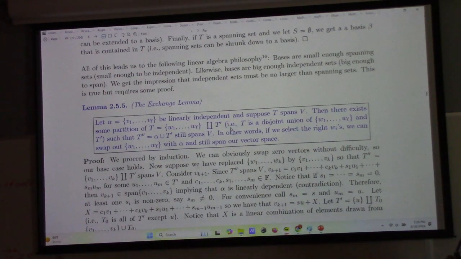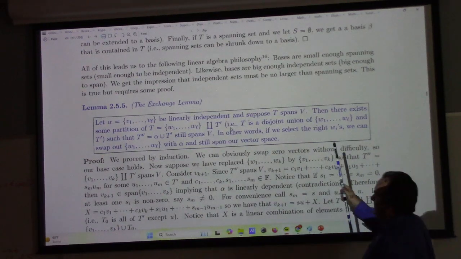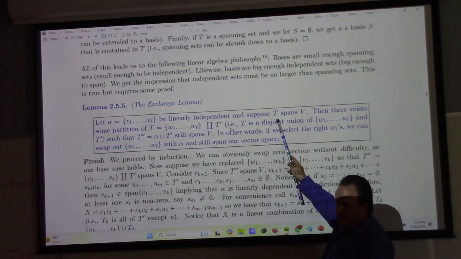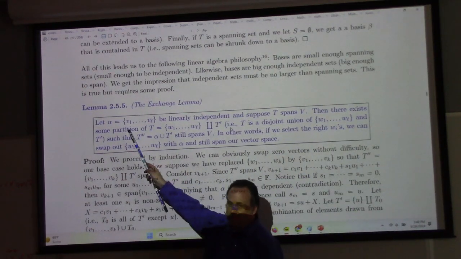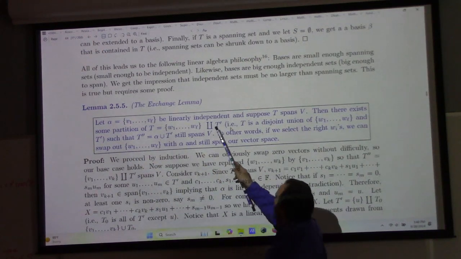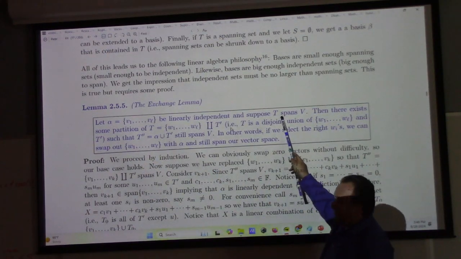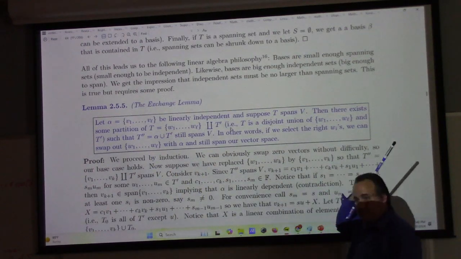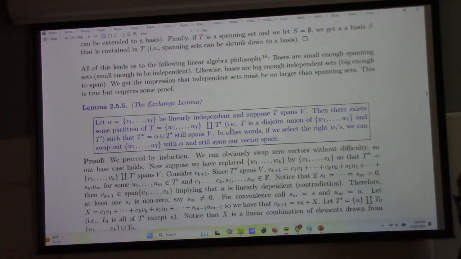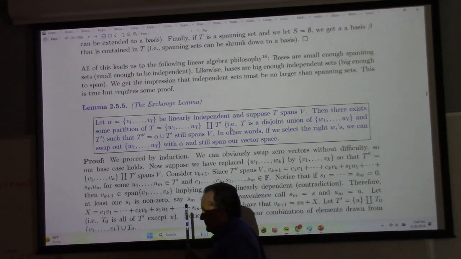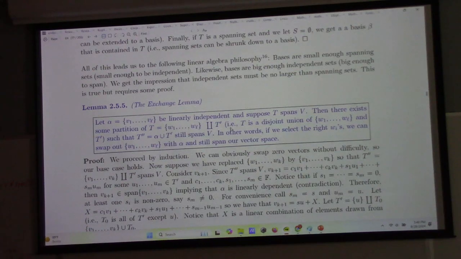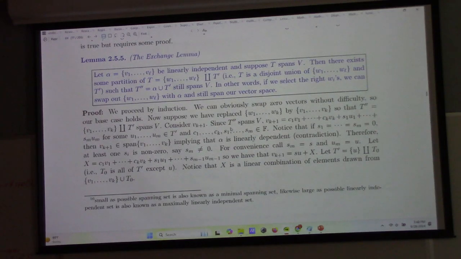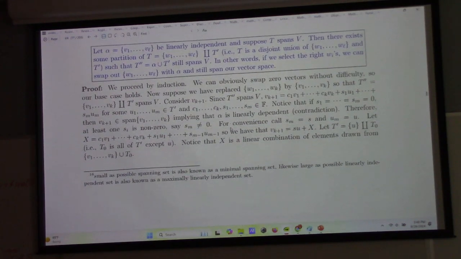Let me put this in different words. You've got T as a spanning set, and you've got this set of linearly independent vectors alpha. What this theorem says is that you can get rid of part of T and replace it with alpha and still get a spanning set. I will not go through the proof because we don't have time to go through all of these, but I do think the proof is understandable. I've gone through it a few times.